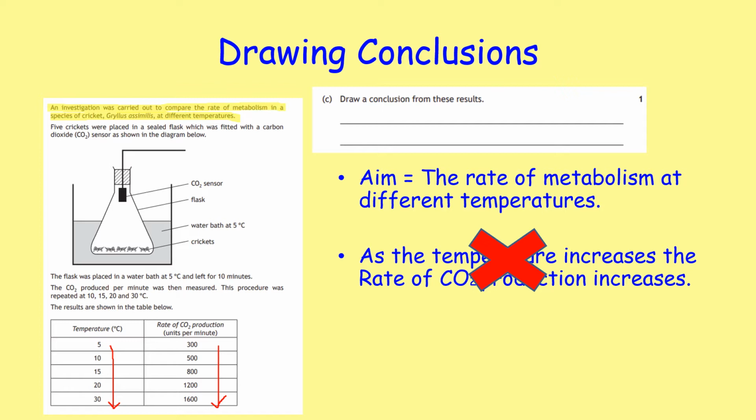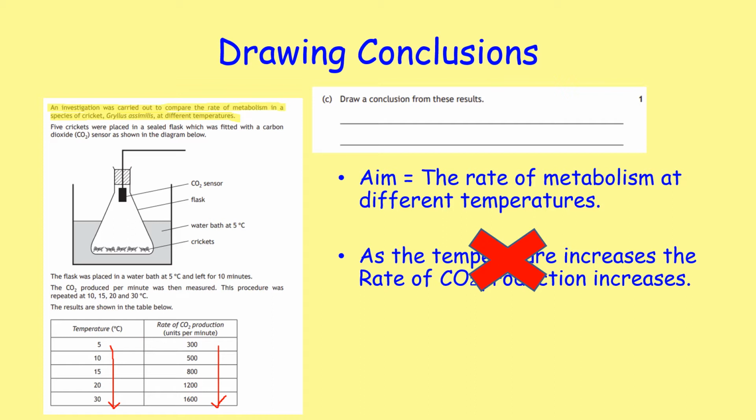So we're not interested in how temperature affects the rate of carbon dioxide production here. We're interested in how it affects the rate of metabolism. Remember, there is a difference between your dependent variable, which you find within the aim, and it's what the independent variable is having an effect on, and then how you measure that dependent variable. So here, our independent variable is temperature. Our dependent variable is metabolism, and how we're measuring that dependent variable is we're looking at the rate of carbon dioxide production, because obviously it's a waste product in respiration.